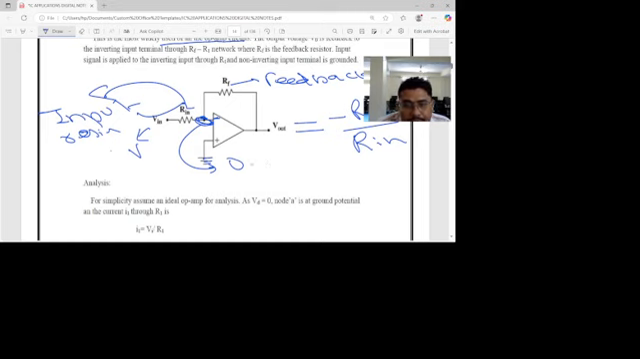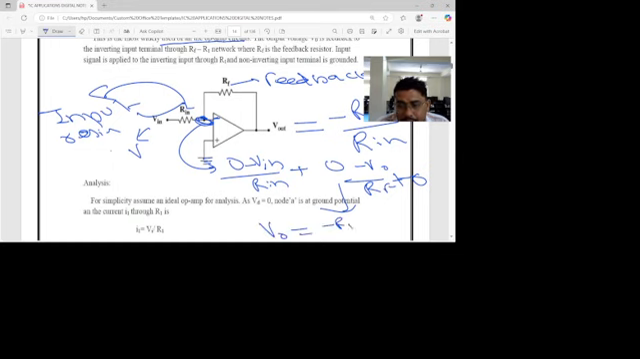So 0 minus Vin divided by Rin, plus we have assumed the current flowing through RF, 0 minus V0 divided by RF. In the case of an ideal op-amp, when virtual ground exists, there is no current flow into the op-amp, so the input current must be 0. We can solve this and get the output voltage equal to minus RF by R1 into Vin.